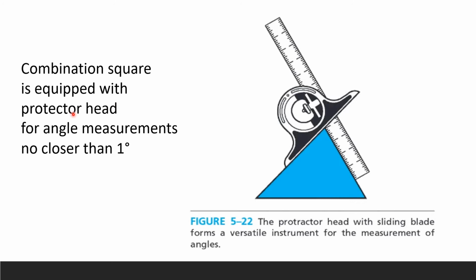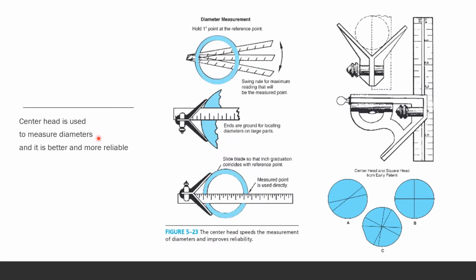The combination square is equipped with a protractor head for angle measurements no closer than 1 degree. That means you can't accurately measure angles lower than 1 degree. In the center head, we usually use it to measure diameters, and it is better and more reliable. So here B is the best.